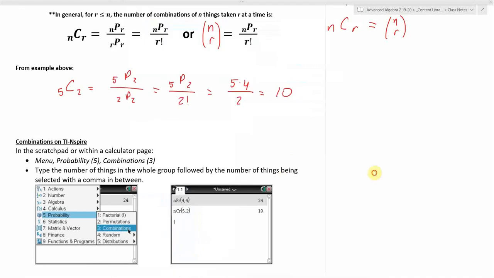So that is the difference. That's how combinations are different, and that's also how we compute them. Again, you'll be wanting to use the calculator. Make sure you know how to use your calculator to compute combinations.